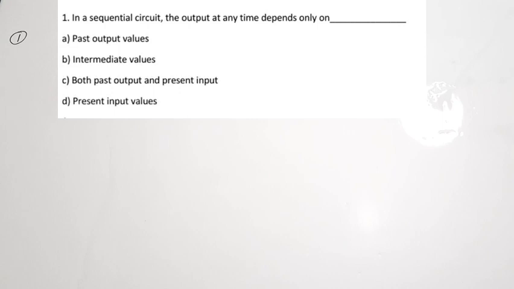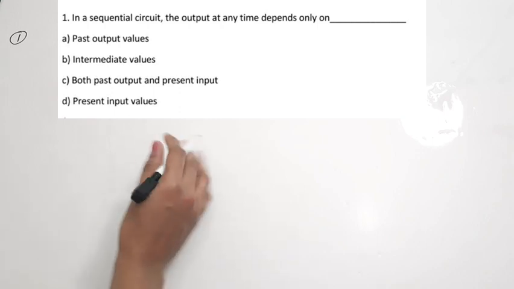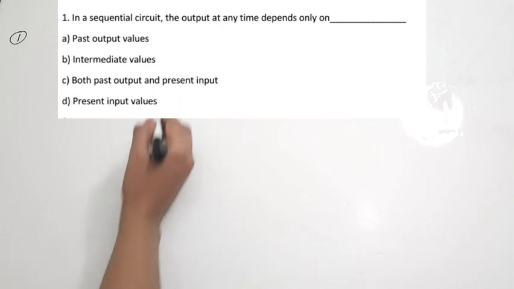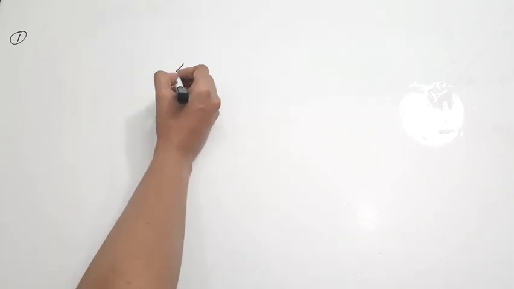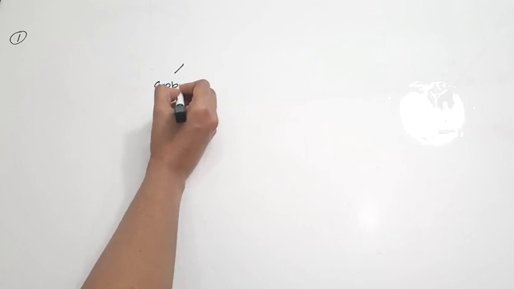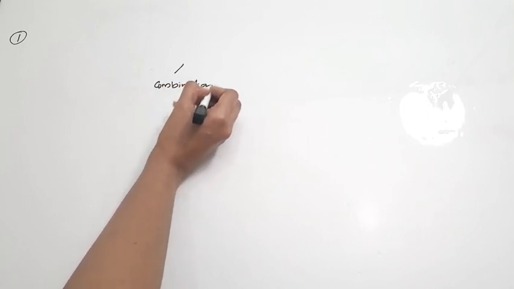A, past output values. B, intermediate values. C, both past and present input. D, present input values. So we know that you can classify digital systems mainly into two categories: sequential and combinational ones. We have already discussed these concepts. Anyway, we'll discuss it once more. So combinational circuits are there and sequential circuits are there.